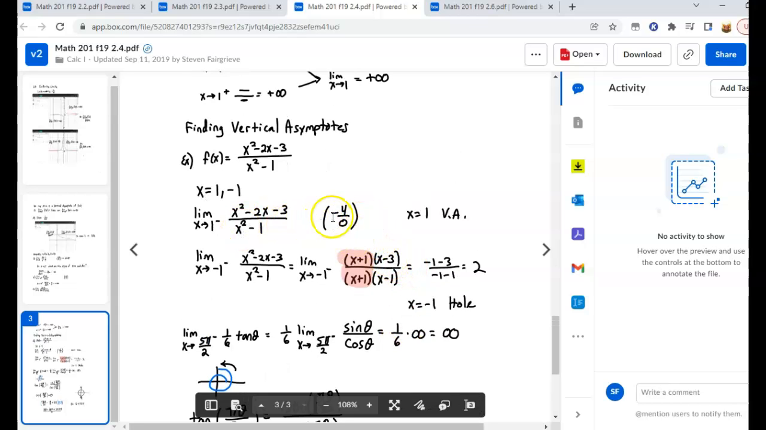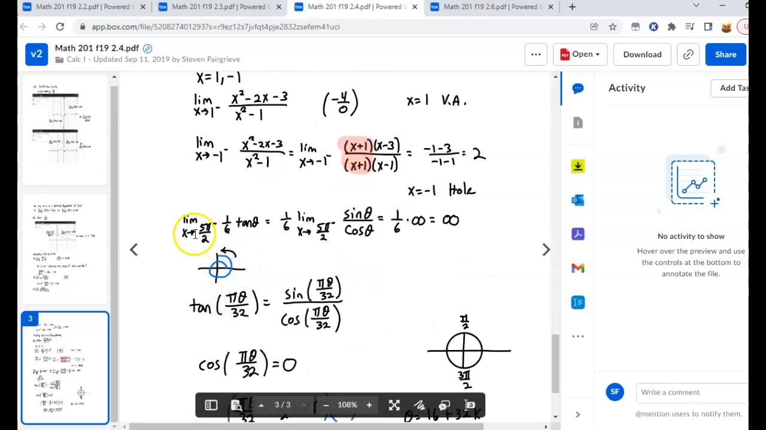And so usually the easiest way to do these is to look when the denominator is 0, and then does it also make the numerator 0? If it's a 0 you can cancel out, then you just go ahead and cancel it out, and then therefore that's a hole and not a vertical asymptote. So you can refer to that example there.